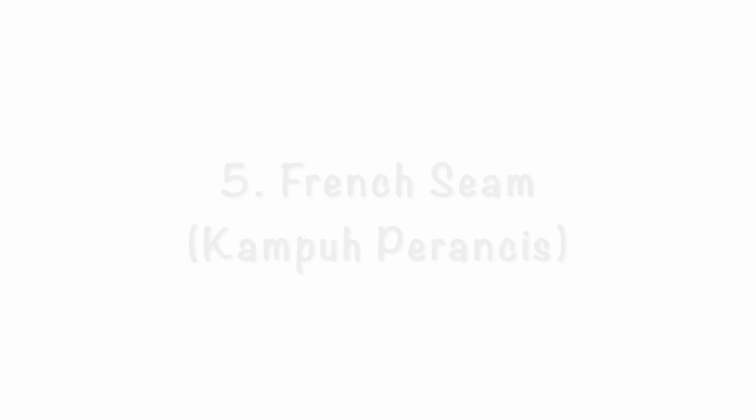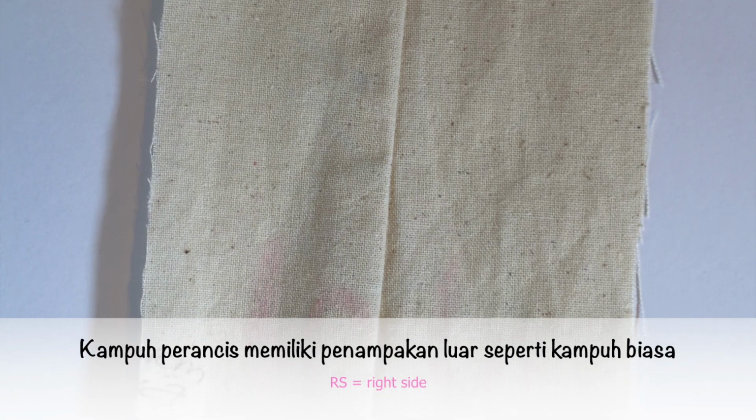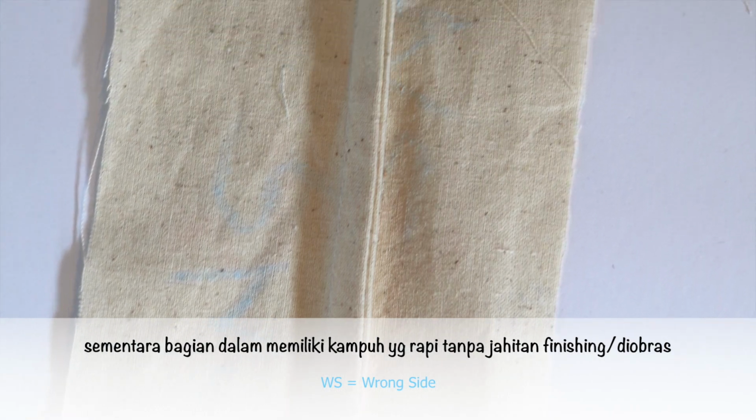French seam. The French seam has the same look as plain seam in the right side, while the wrong side has neat seam allowance finish without overlocking.